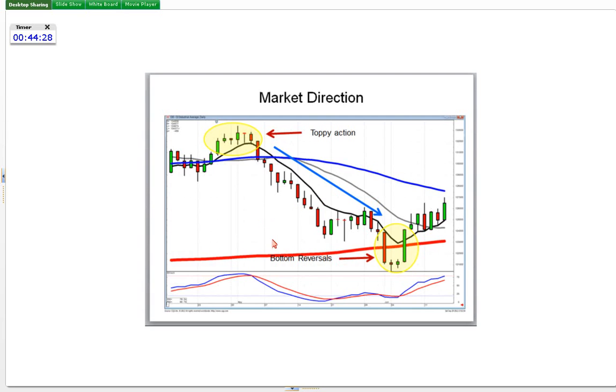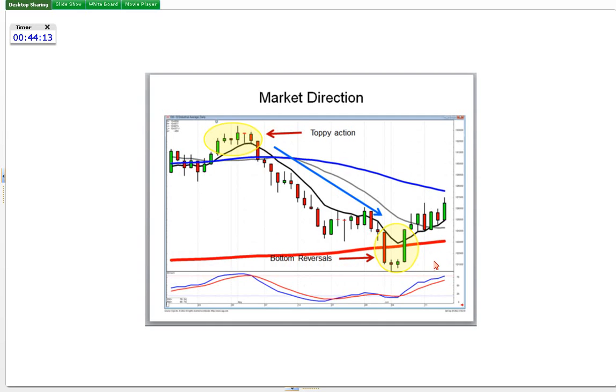So we can see when there's toppy signals going on in the market. We can see, as we saw in the Dow a couple months ago, a big morning star signal at the bottoming. So let me go through real quick what indicators we're looking at on here.